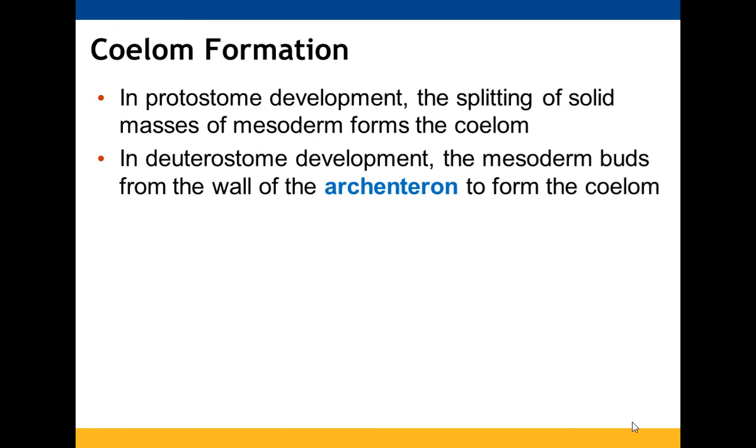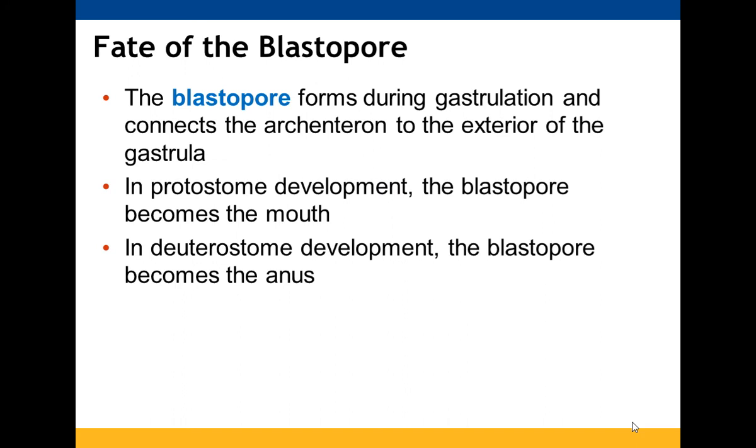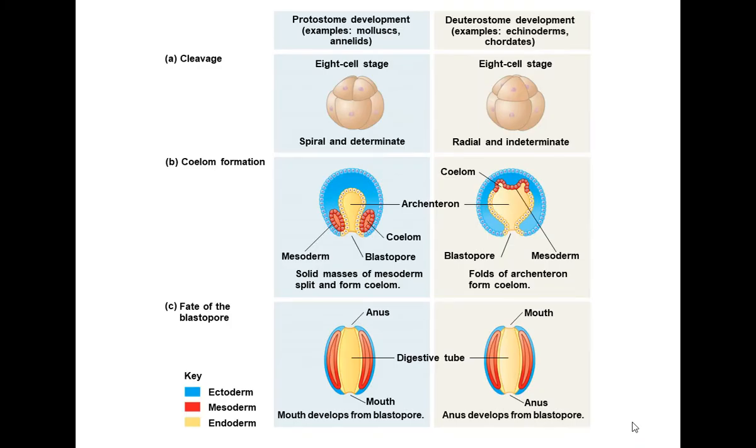Coelom formation in protostome development: when we split in solid masses of the mesoderm, we're able to form that. And in the deuterostome, it doesn't just split off, it buds off from the wall of the archenteron. And the blastopore that forms, which connects the archenteron to the gastrula's exterior, will become the mouth in a protostome, and in a deuterostome, it becomes the anus. So there are some examples of the blastopore. You can see that in terms of protostome development versus deuterostome development, same thing with the coelom and with cleavage.